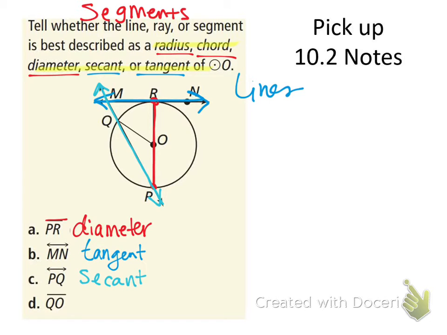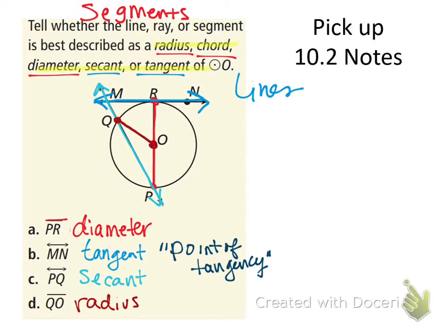Then last is QO. It is a segment. What would we best describe QO as? Radius. Something to remember with tangents is remember the point of tangency. What is the point of tangency in this circle? Yeah, it's R. So it's where the tangent line touches the circle, which would be R. Okay. It didn't ask for it, but just as a refresher.